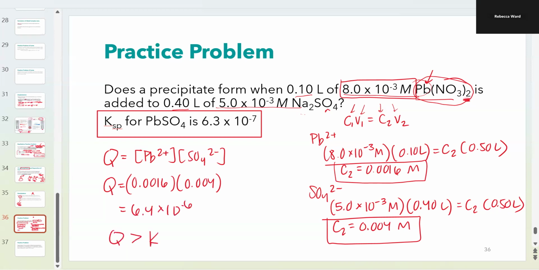Q is greater than KSP. 10 to the minus 7th is a smaller number than 10 to the minus 6. Therefore, I've put too many lead and sulfate ions into solution. I must make a precipitate.